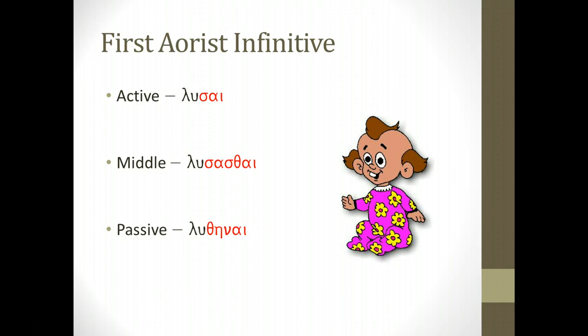Keep that in mind, and we will cover that a little bit more closely in class. But in the aorist tense, the infinitive does not take the ed ending for the past tense. It's just simply lusai, to loose, lusasthai, to loose for yourself, or luthenai, to be loosed.